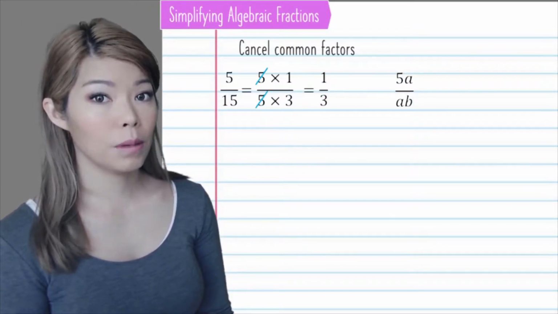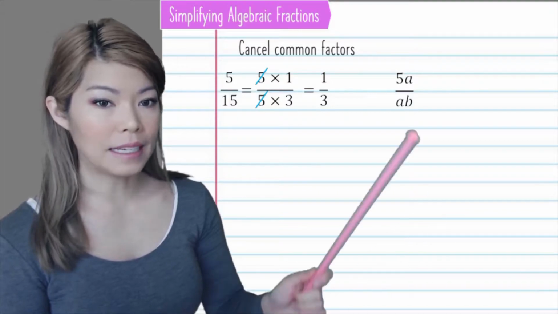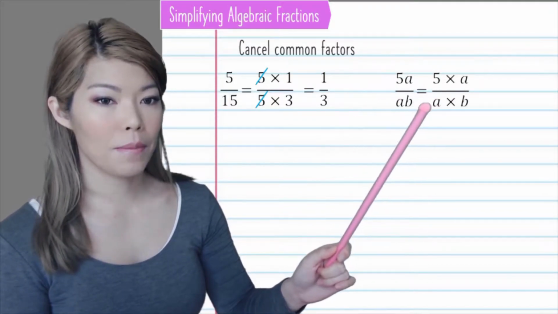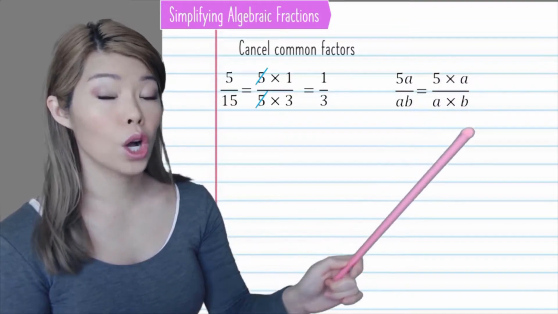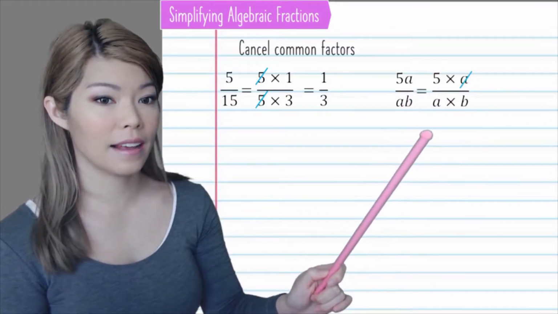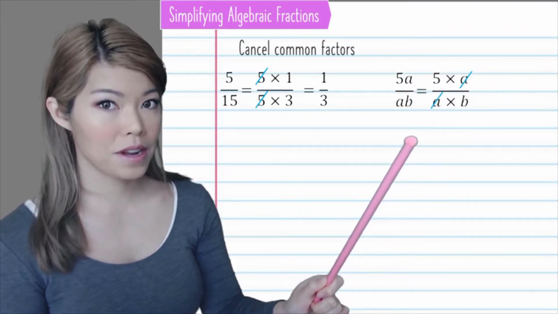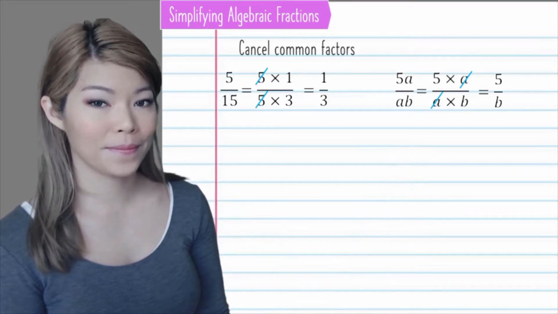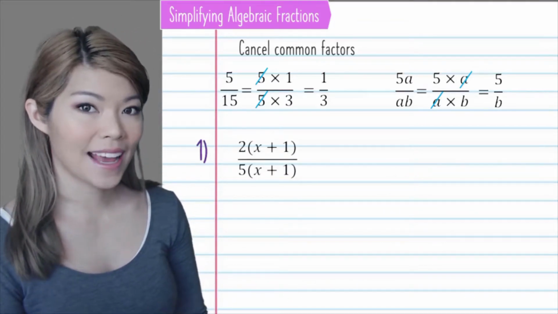How do you simplify algebraic fractions? You can use the same method. So write them out as factors, and I will look for common factors. Here we have a as a common factor, cancel them out, and we're left with 5 over b. Let's do some more complicated examples.